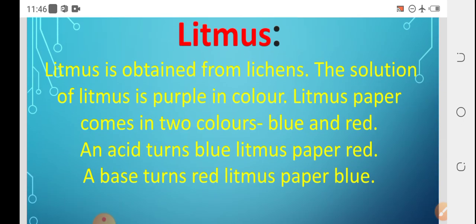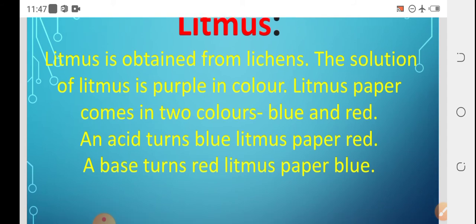What is litmus paper? I don't have much time, so I'm going quickly. Litmus paper is obtained from lichens. The solution of litmus is purple in color. Litmus paper comes in two colors, blue and red. An acid turns blue litmus paper red. A base turns red litmus paper blue.